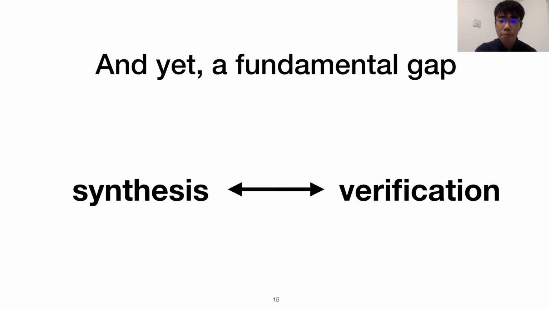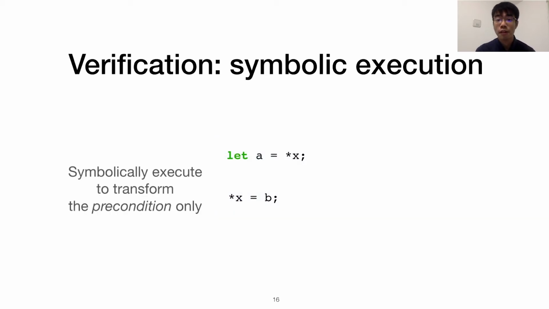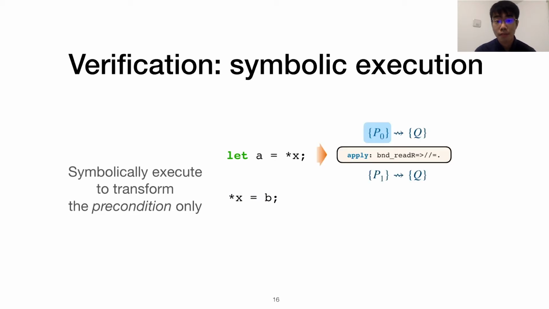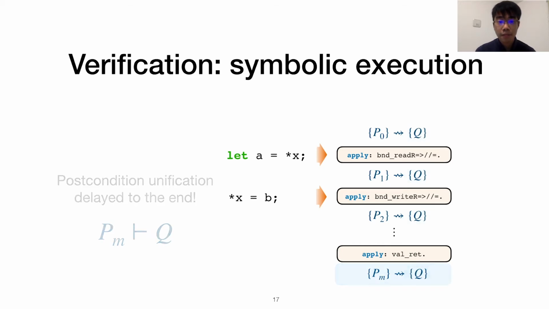In verification, a program implementation is known ahead of time. This means we can use its structure to guide the proof, symbolically executing a proof step corresponding to each program statement. The precondition P is transformed as we go. Notice how postcondition Q stays untouched. Only at the very end does the fully symbolically executed precondition PM get unified with postcondition Q.